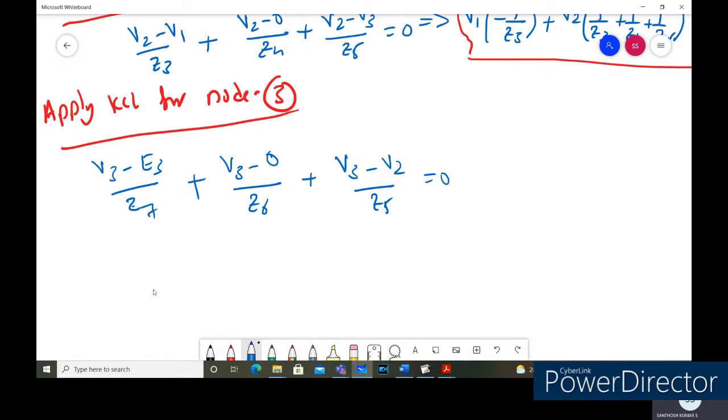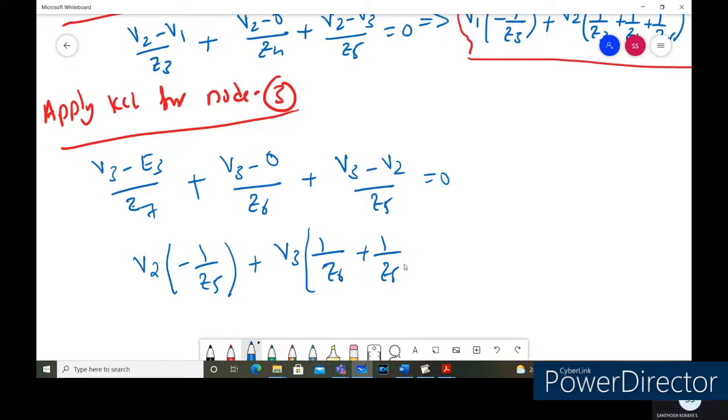Now let us simplify this one. For V2, the coefficient is minus 1 divided by Z5, and for V3 we take 1 divided by Z6 plus 1 divided by Z5 plus 1 divided by Z7. So this is equal to E3 by Z7. I will call this equation number 3.